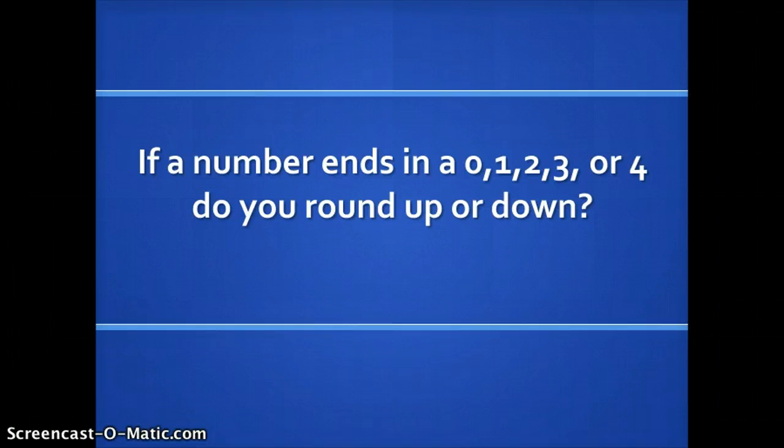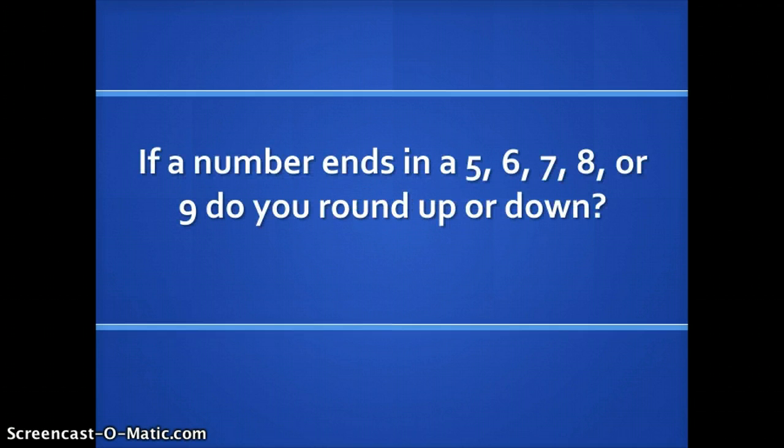Now let me ask you a question. If a number ends in a 0, 1, 2, 3, or 4, do you round up or down? That's right, you round down. If a number ends in a 5, 6, 7, 8, or 9, do you round up or down? Up, you're right.